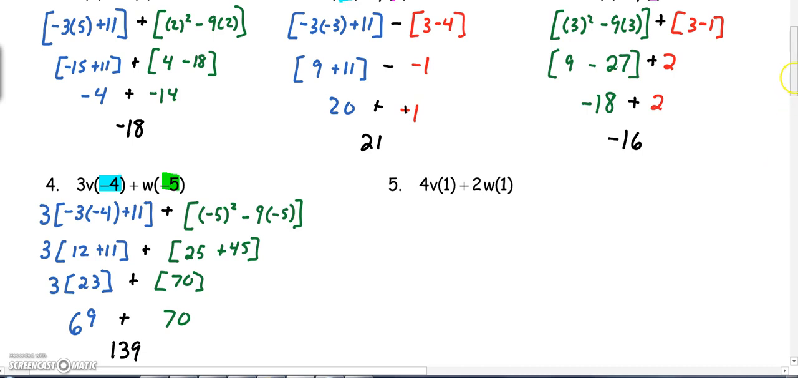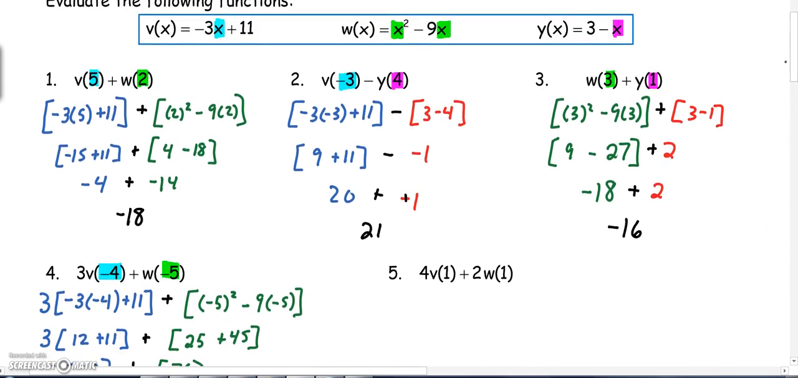Let's look at our last example. In number 5, we have 4v of 1 plus 2w of 1. So I'm going to put 1 in for x in my v equation. My 4 is going to come out front. So 4 times negative 3 times 1 plus 11.